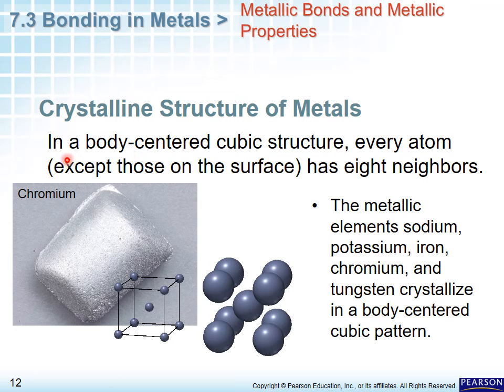Now, the crystalline structure of the metal. Start with this. In a body center cubic structure, remember we discussed this cubic structure. Body center means one atom inside the cube. So in a body center cubic structure, every atom except those on the surface has 8 neighbors. The metallic elements sodium, potassium, iron, chromium and tungsten crystallize in the body center cubic pattern. You can see here. So what it says, in the body center, every atom except those on the surface has 8 neighbors.